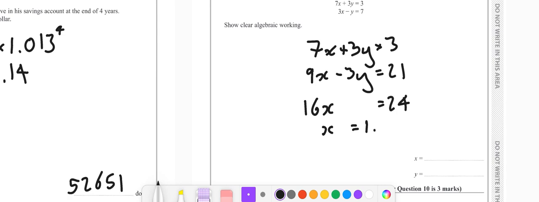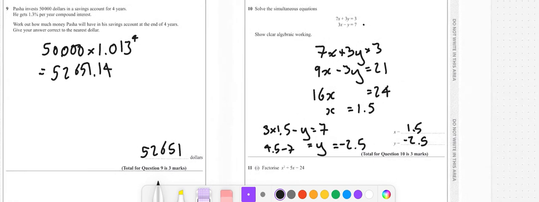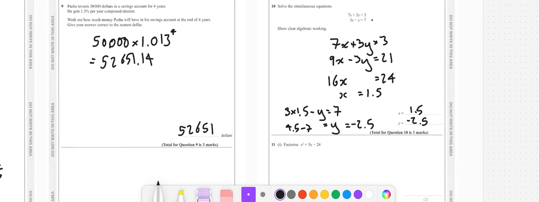which is 1.5. And then from this equation, I've got 3x, so 3 times 1.5 minus y equals 7. Take the 7 over and minus it, so y equals 4.5 minus 7, which I make minus 2.5. And I can check that in the other equation just to check that it works. 7 times 1.5 is 10.5 minus 7.5 is 3. So yeah, we're all good.